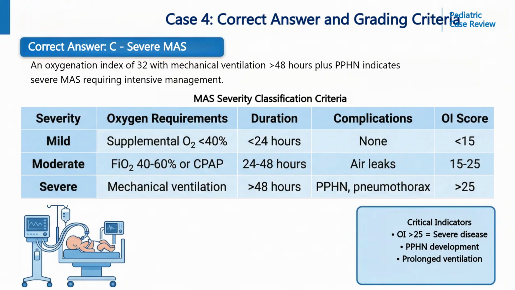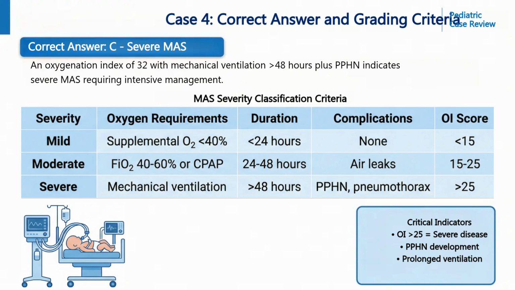An oxygenation index of 32 with mechanical ventilation beyond 48 hours plus persistent pulmonary hypertension of the newborn clearly indicates severe disease requiring intensive management. According to the severity classification criteria, mild disease has oxygen requirements below 40%, duration below 24 hours, no complications, and an oxygenation index below 15.